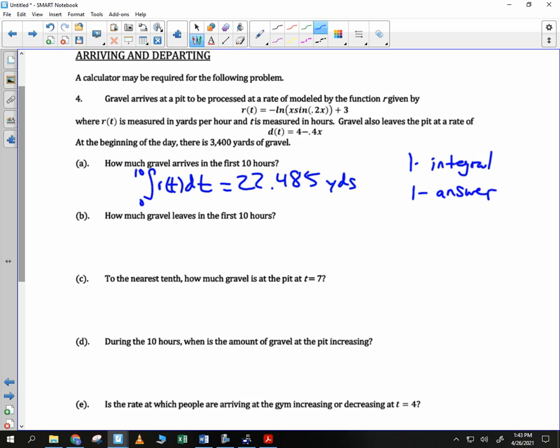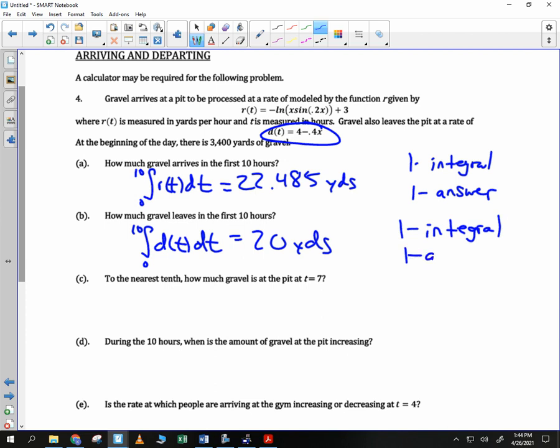How much gravel leaves? Well, this is the departure rate. So if that's the departure rate, then how much leaves is the integral from 0 to 10 of d of t dt. Which is kind of confusing, isn't it? And I got 20. 1 for the integral, 1 for the answer.